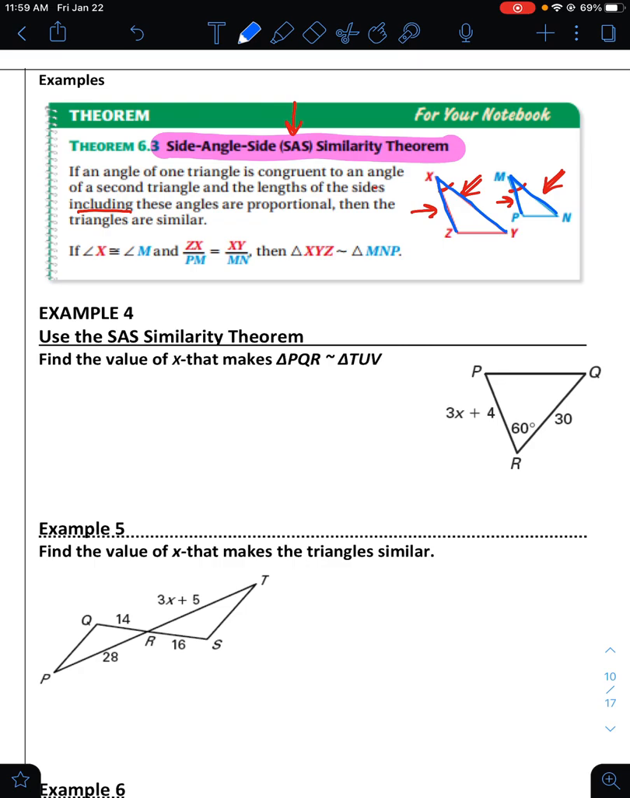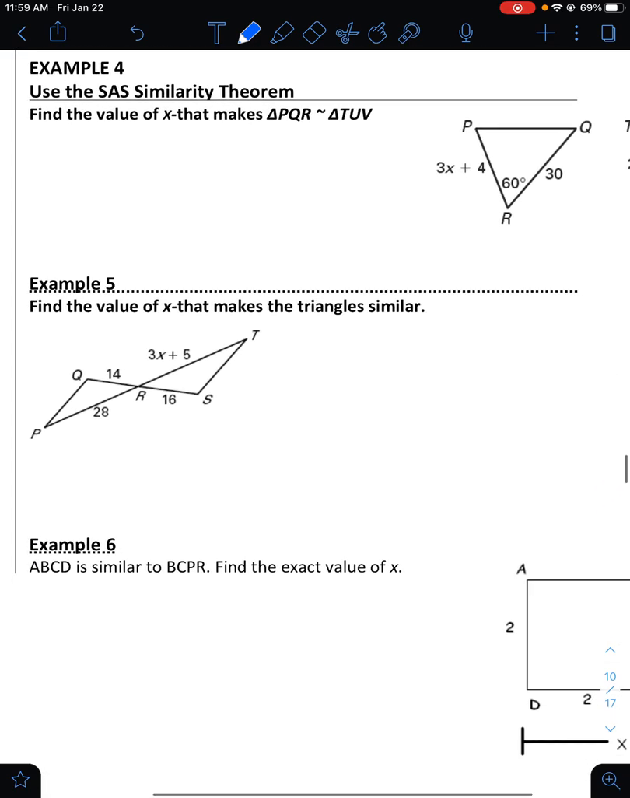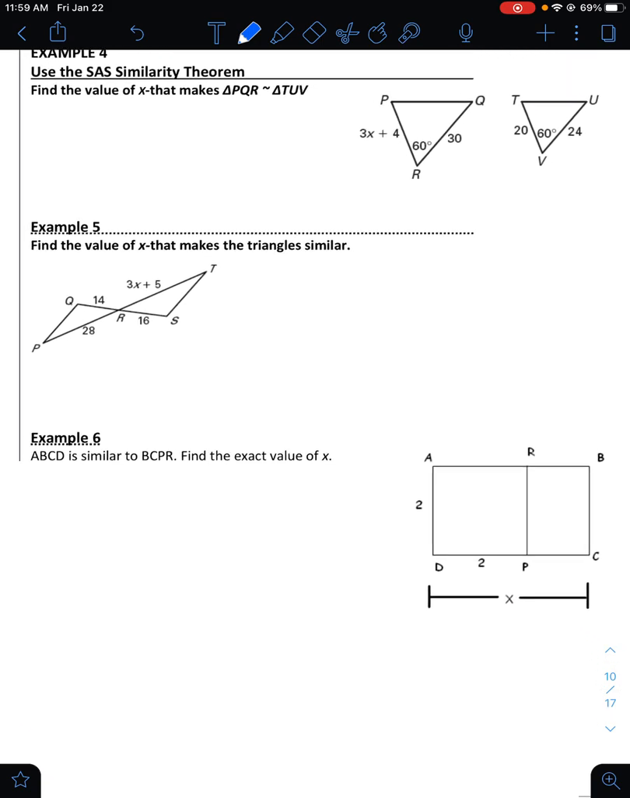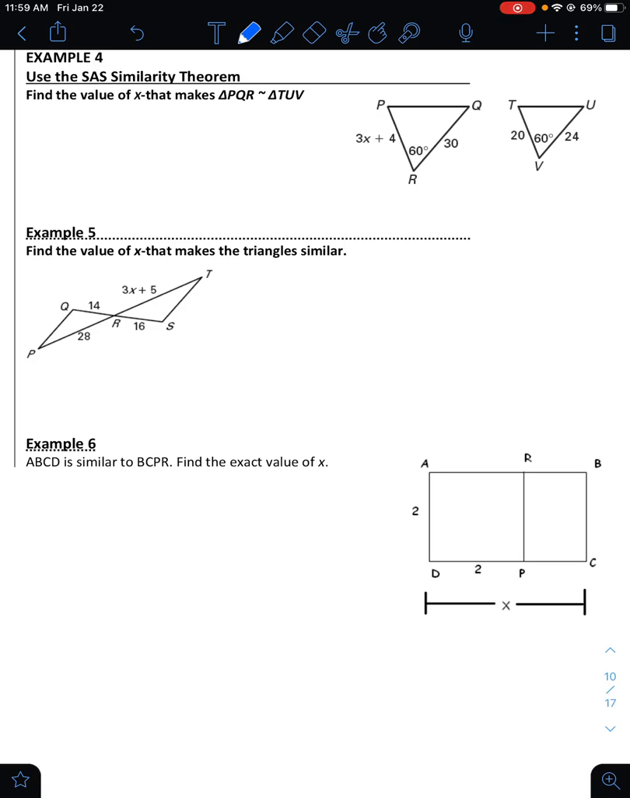All right, we have a few examples here where we are not going to prove that it's SAS. We're actually going to create an equation and solve for a missing side. To find the value of X that makes triangle PQR similar to triangle TUV, I can tell on my diagram I've got my 60s right here that are congruent. So I need a proportion to put the corresponding sides in a ratio.